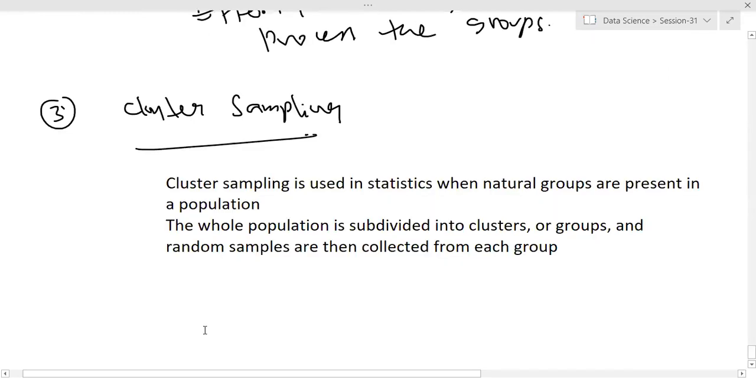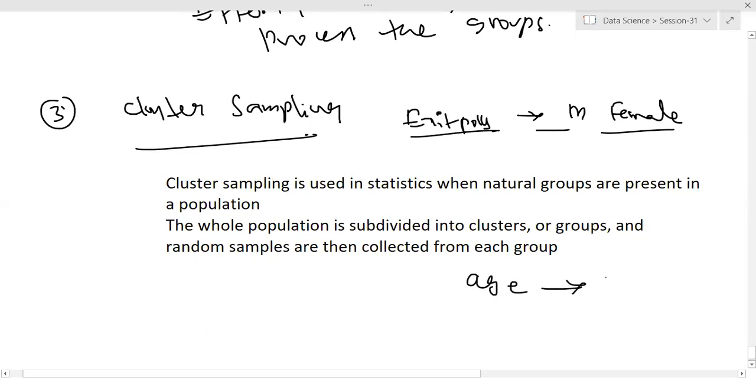Cluster sampling is used in statistics when natural groups are present in a population. Natural groups, like, suppose I'm taking exit poll information, and this particular poll has male as well as female. Do I need to put any extra effort to separate them, friends? They are the natural groups, male and female. Age is a natural group or engineered group? Yeah, this is a natural group. But whereas income range?